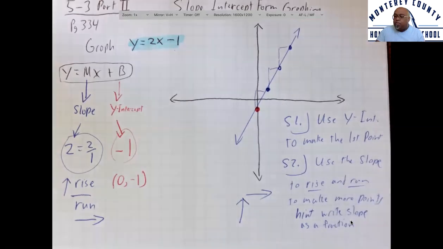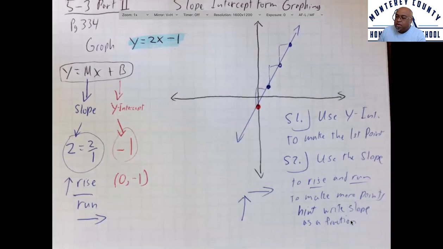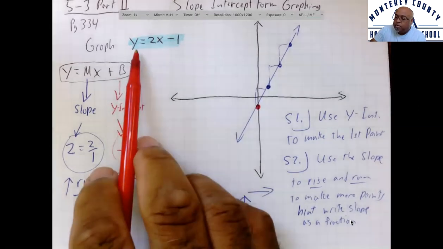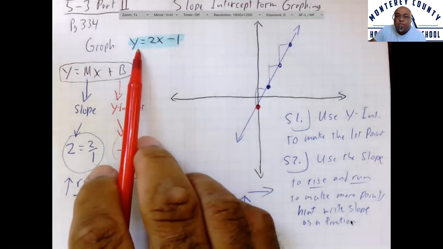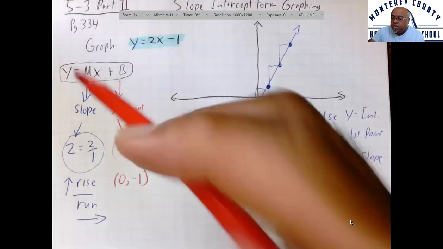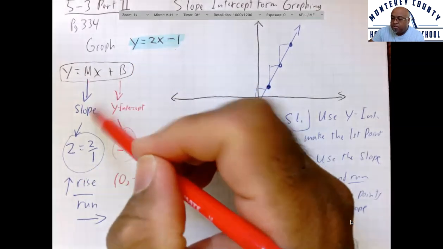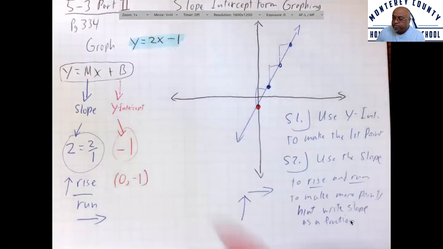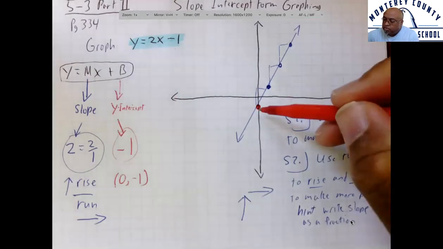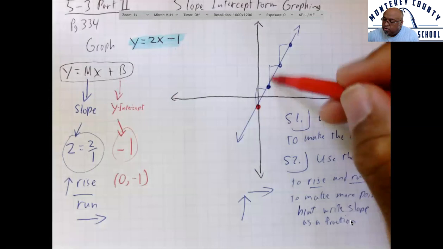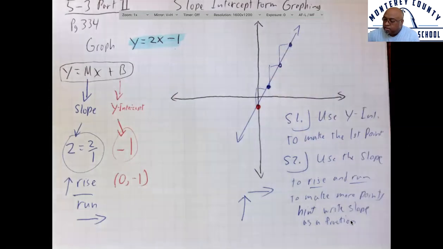Okay, so let me review. Given that your equation is written in slope-intercept form, the slope is obvious and the y-intercept is obvious. The y-intercept will give you your first point, and the slope can give you other points after that.